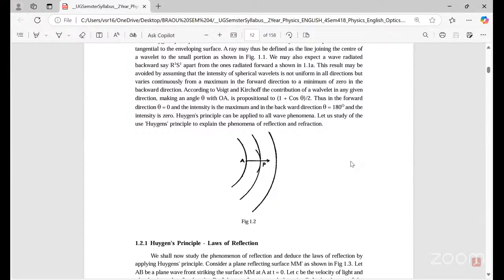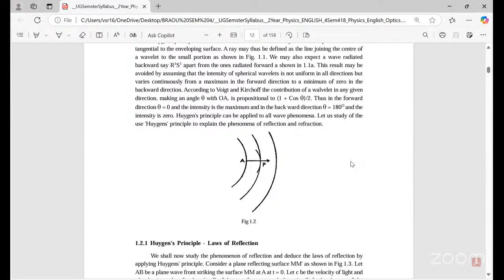According to Fresnel and Kirchhoff, the contribution of the wavelets in a given direction making an angle theta with the direction is proportional to (1 plus cos theta) by 2. Thus in the forward direction, if theta equals 0, the intensity is maximum, and in the backward direction, theta is 180 degrees, cos 180 is minus 1, so the intensity becomes 0.